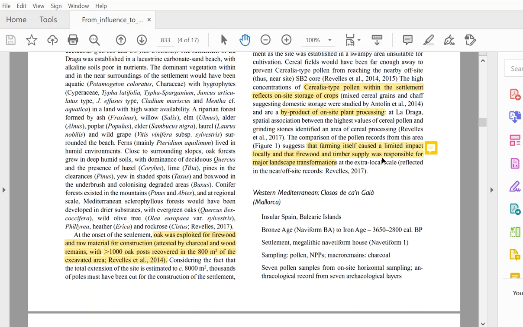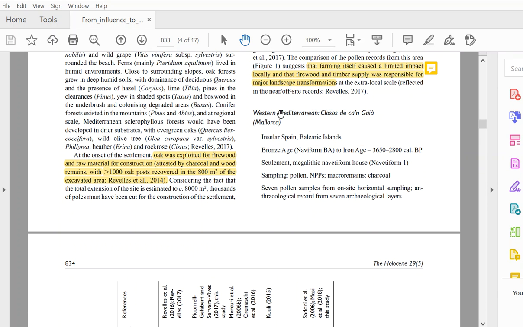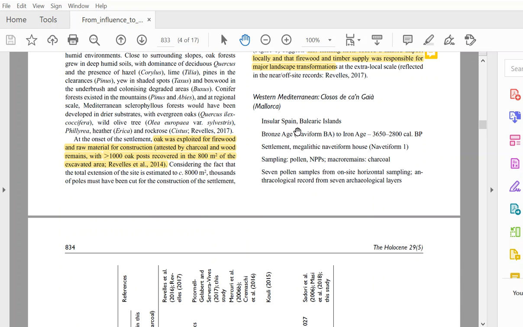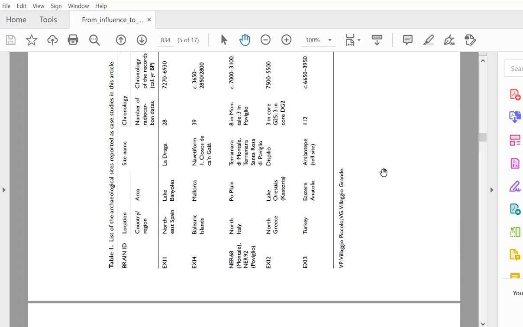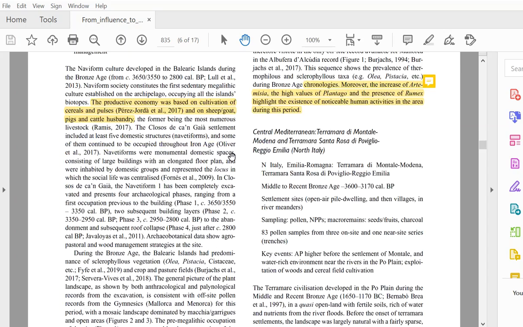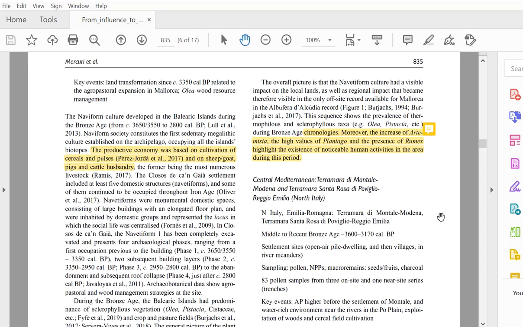And then down at the end, in their summary, when you compare pollen counts, farming itself caused a limited impact locally, and firewood and timber supply was the main mover and shaker in terms of how they changed the land. Now, I'm not going to go through each one of these, but they do the same thing: where the area they're studying is, what they're looking at, and then the summaries.